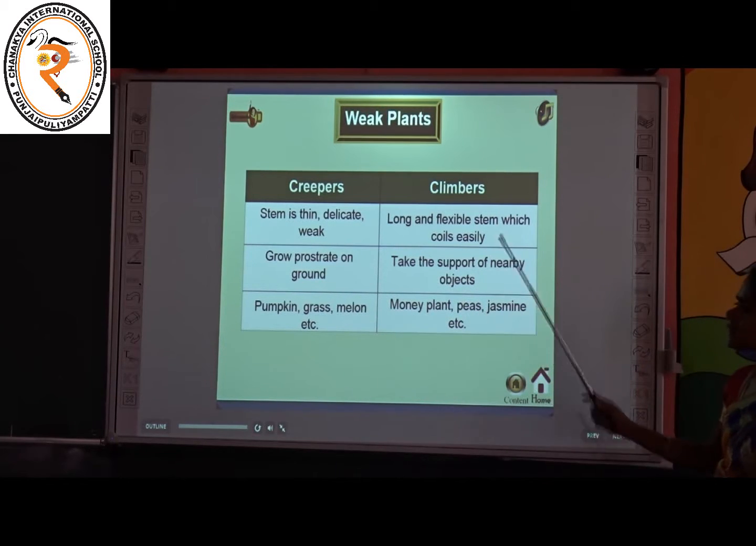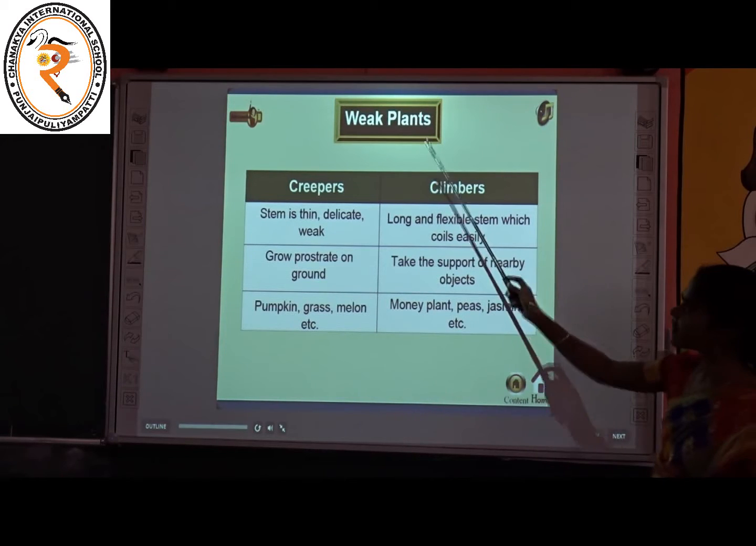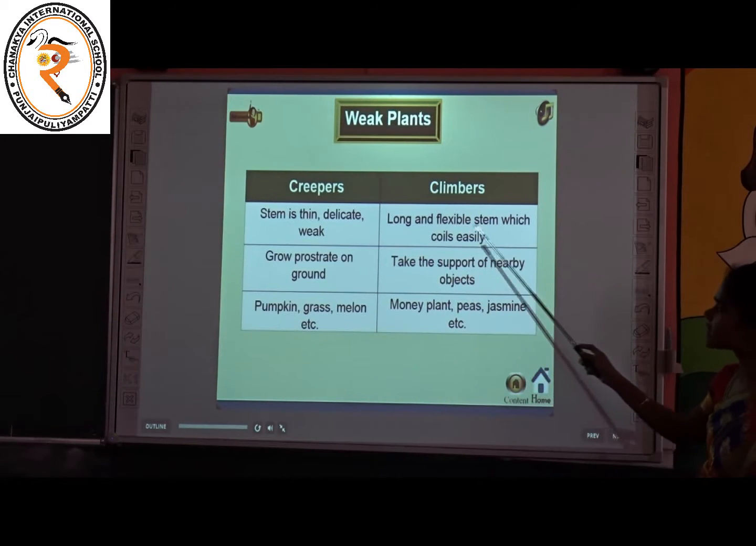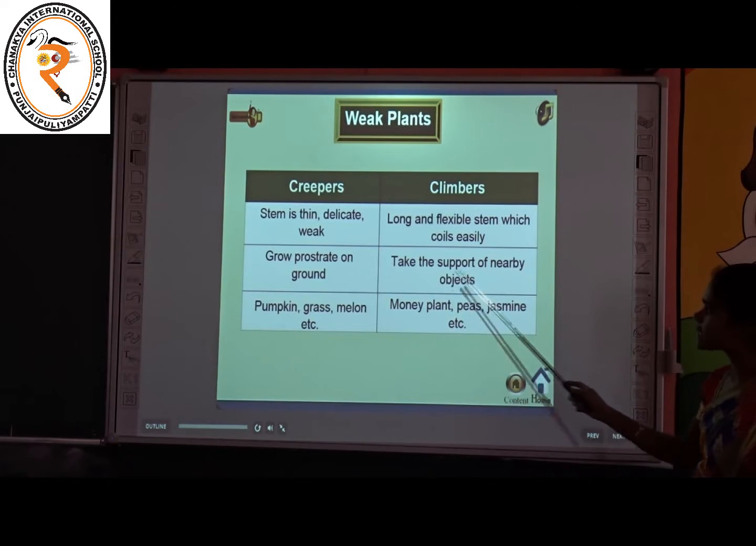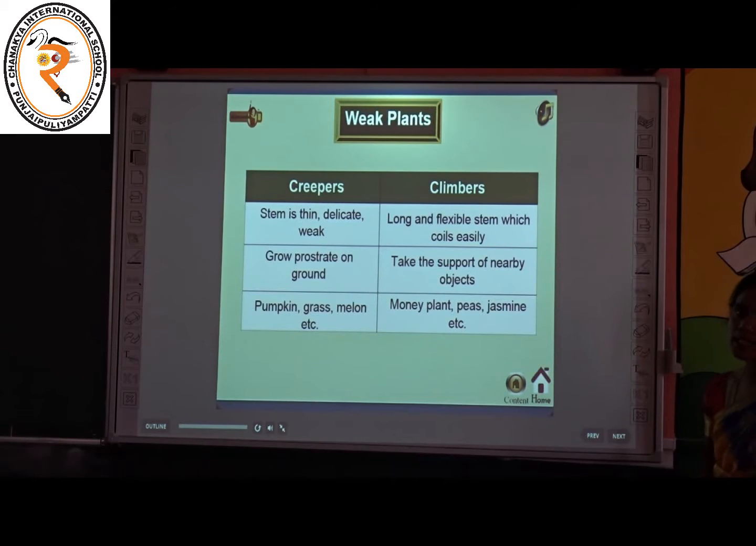And the next one, climbers. These are also called weak-stemmed plants. They have a long and flexible stem which coils easily around an object. This also can't stand in an upright position. It needs support to climb. What are the examples of climbers? Money plant, peas and jasmine are examples of climbers. So creepers and climbers are under the category of weak-stemmed plants, because they have weak stems.